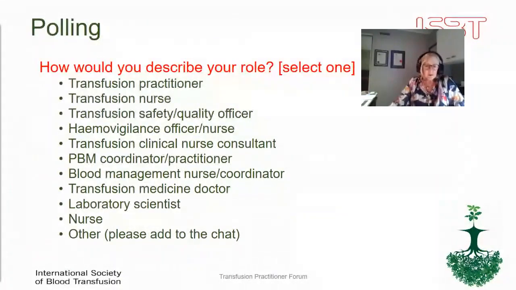So now we're going to have our first poll. Our first poll here today is just to try and find out who is actually at the forum. So if you could help us by participating, select which is the most appropriate description for you. A transfusion practitioner, a transfusion nurse, a transfusion quality or safety officer, a haemovigilance officer or nurse, a transfusion clinical nurse consultant, a patient blood management coordinator or practitioner.